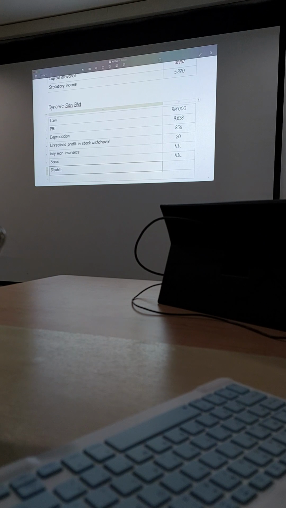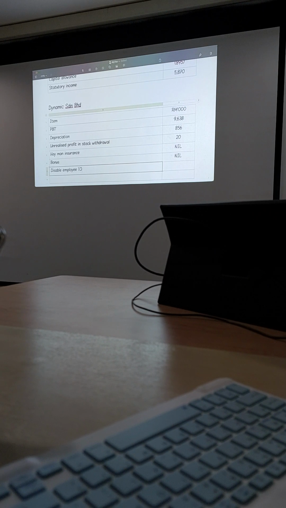You remember that one? Yes. Double deduction. R&D double deduction. R&D also double deduction, if it gets approved. It must be approved.